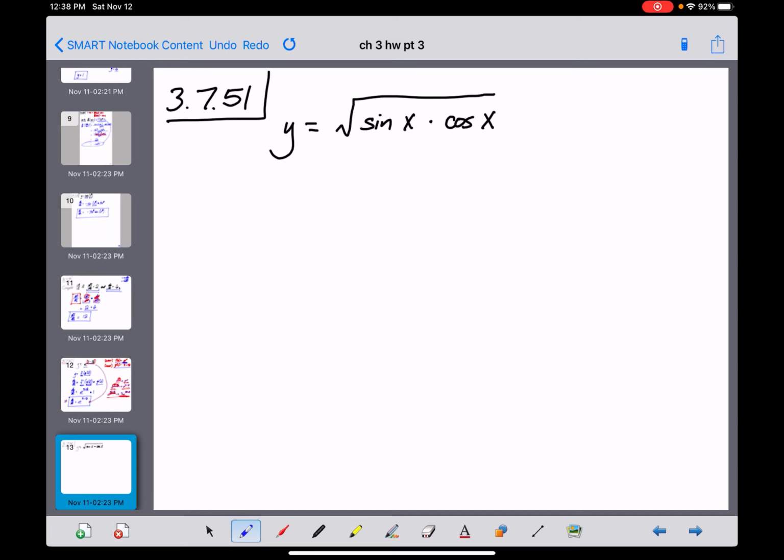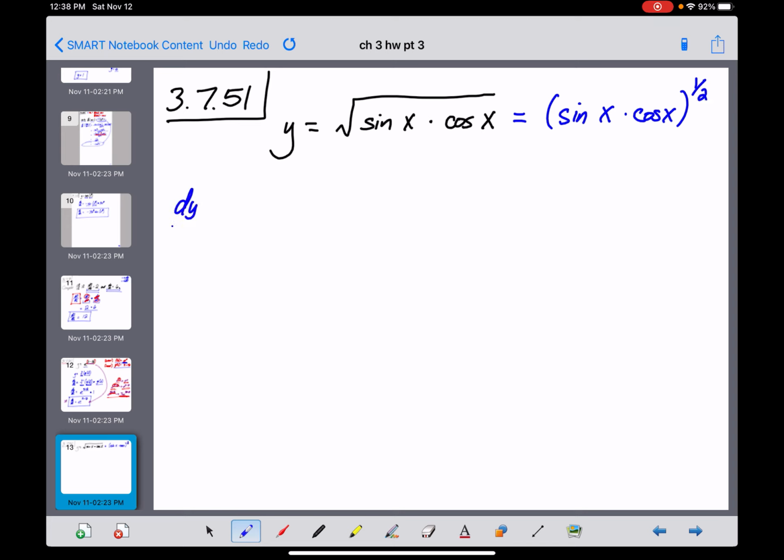Okay, number 51 here in section 3.7 is a tough problem. Y is equal to the square root of sine of x times cosine of x. The very first thing, and I've said this to you guys many, many times, I'm going to keep saying it till we're all blue in the face, you really don't want to try to differentiate with radicals. It is always a good idea to rewrite those radicals in an exponent form. So this is sine of x times cosine of x, all raised to the 1/2 power.